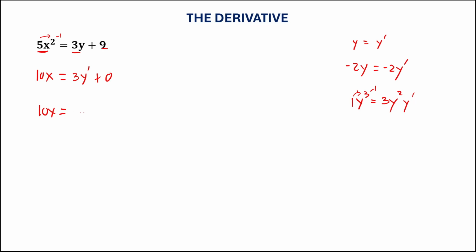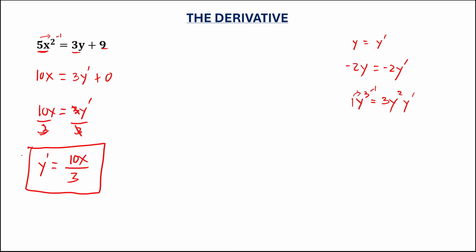So we have 10x equals 3y prime. Then we need to solve for y prime. So divide both sides by 3 to solve for y prime. Therefore y prime equals 10x over 3.